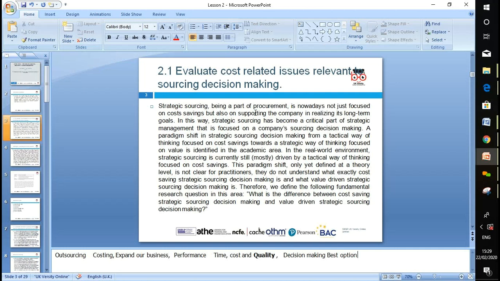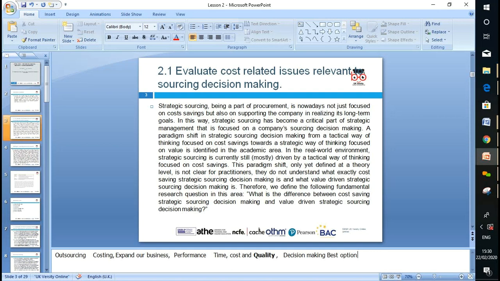Strategic sourcing is a part of procurement, and nowadays the focus is not just on cost saving, but also on supporting companies in realizing their long-term goals, long-term strategic objectives. Really, we need to be focused. It has become a critical part of strategic management, with a focus on the company's sourcing decision making. It is a paradigm shift from tactical thinking focused on cost saving toward strategic thinking focused on value. So we need to look at what the value will be in the long run.